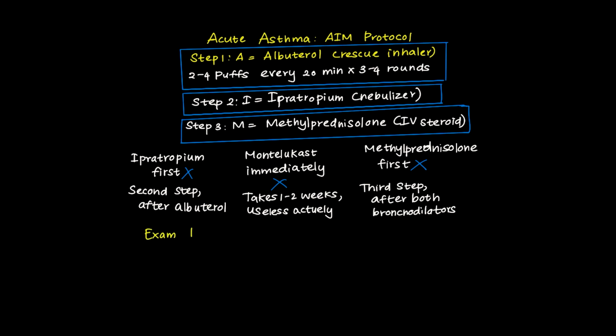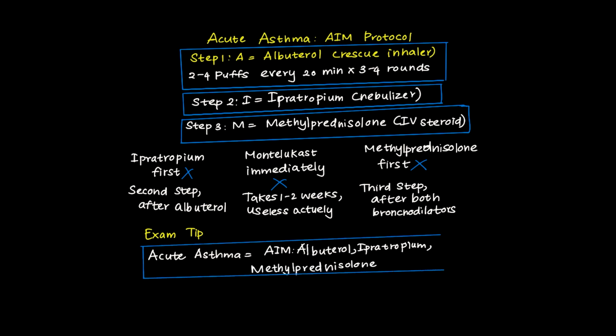Here is a WGU D441 OA exam tip for you. Acute asthma attack equals AIM protocol. A for albuterol first, I for ipratropium second, M for methylprednisolone third. The order never changes. Quick recall hook. AIM at the attack, AIM. Albuterol leads the charge.